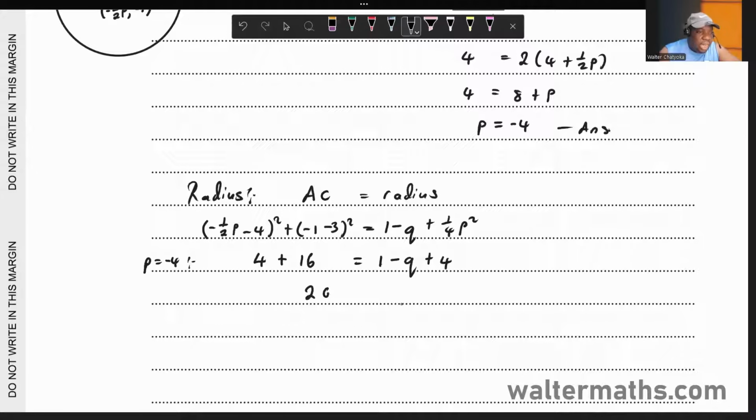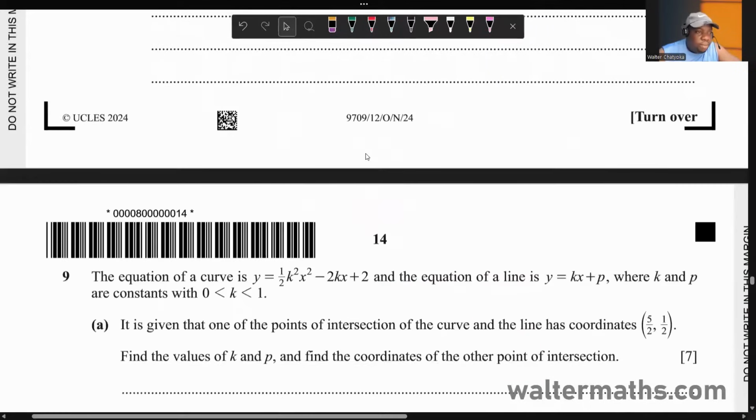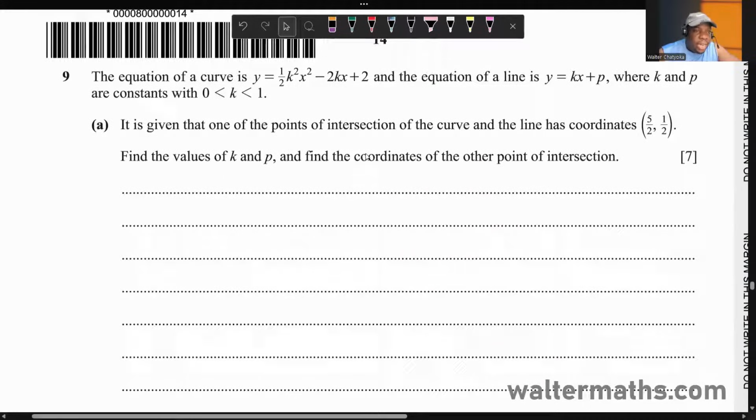So 20 is equal to 5 minus q. So q is minus 15. So that's the other answer. Okay, so we have p to be minus 4 and q to be minus 15. Let's move on. Now we're on number 9.